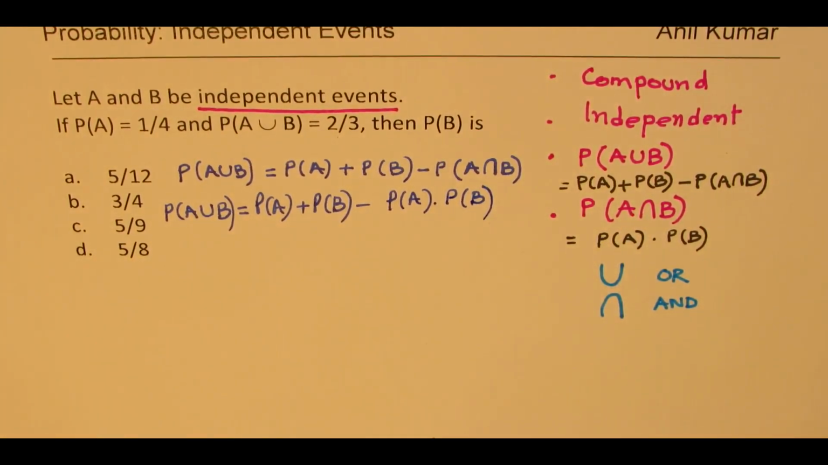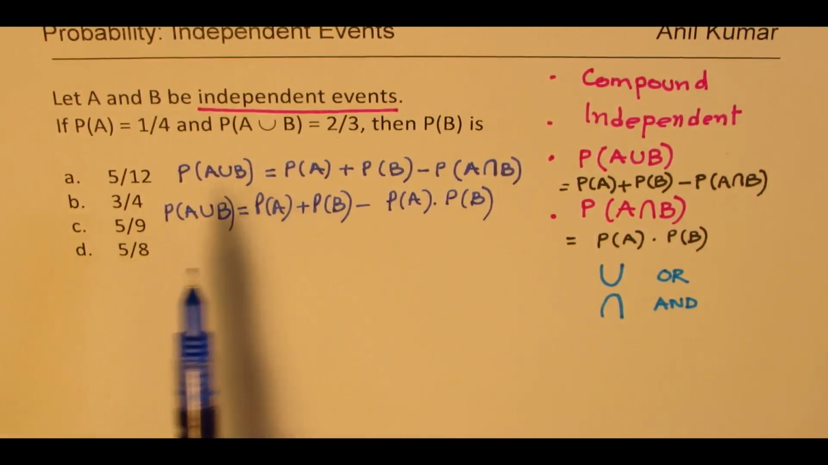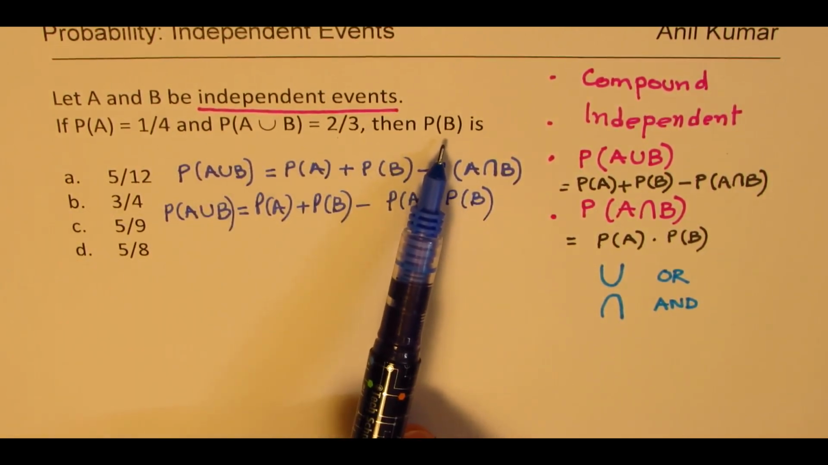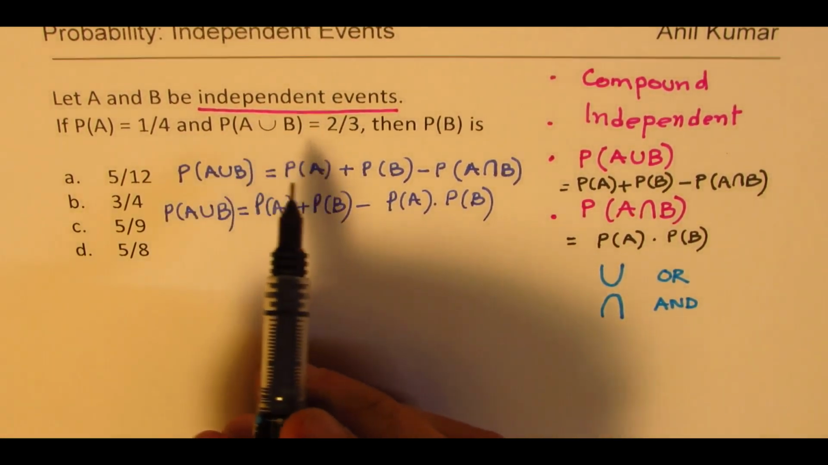Now you see very clearly that there is only one unknown here, and that is what we are interested in finding, so you can easily find it. Does that make sense to you, right? So let's calculate this answer. So now we'll substitute the values.